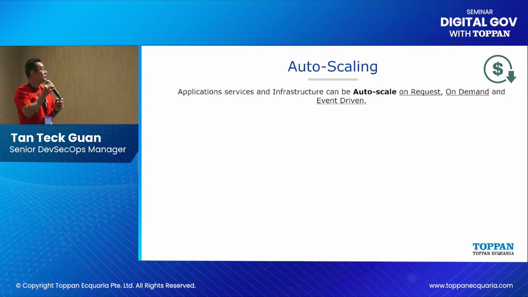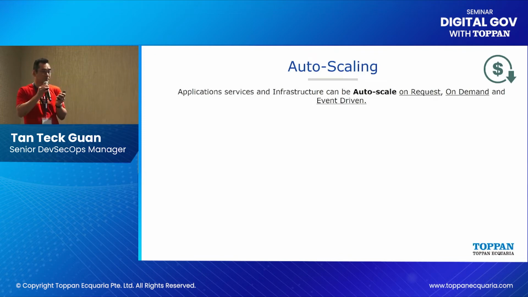Application services and infrastructure can be auto scaled on request, on demand, and event driven. So you may ask me, auto scale is a cloud feature, it's not really a cloud native feature. Even a monolithic application can be auto scaled. I can have my VM, my tightly coupled environment, and if I want to auto scale, I can scale an entire VM. I can have 2 web servers, 3 web servers, 4 app servers, for example.